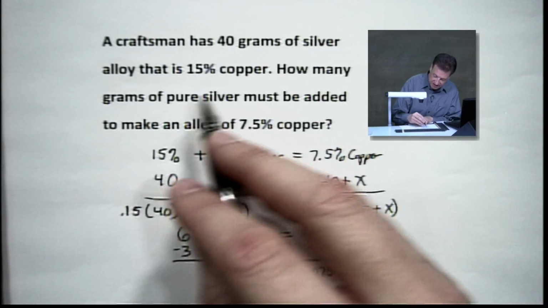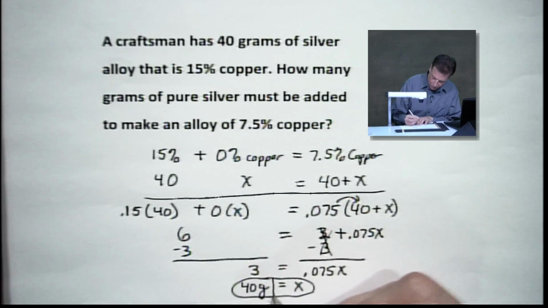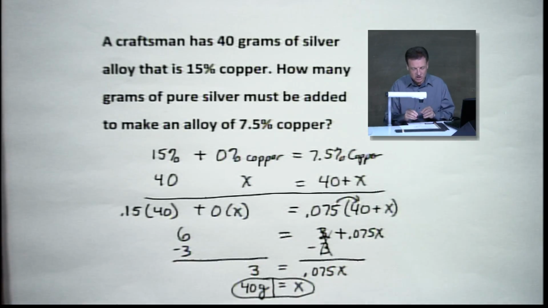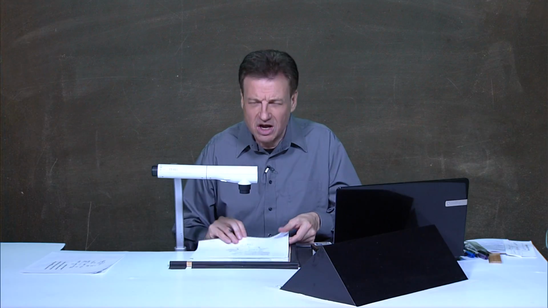So the answer is, how many grams of pure silver must be added? That would be 40 grams. And you can always go back and check, does the answer make sense? So there you have it, our first and second problem, percent mixture. Real stuff out there.